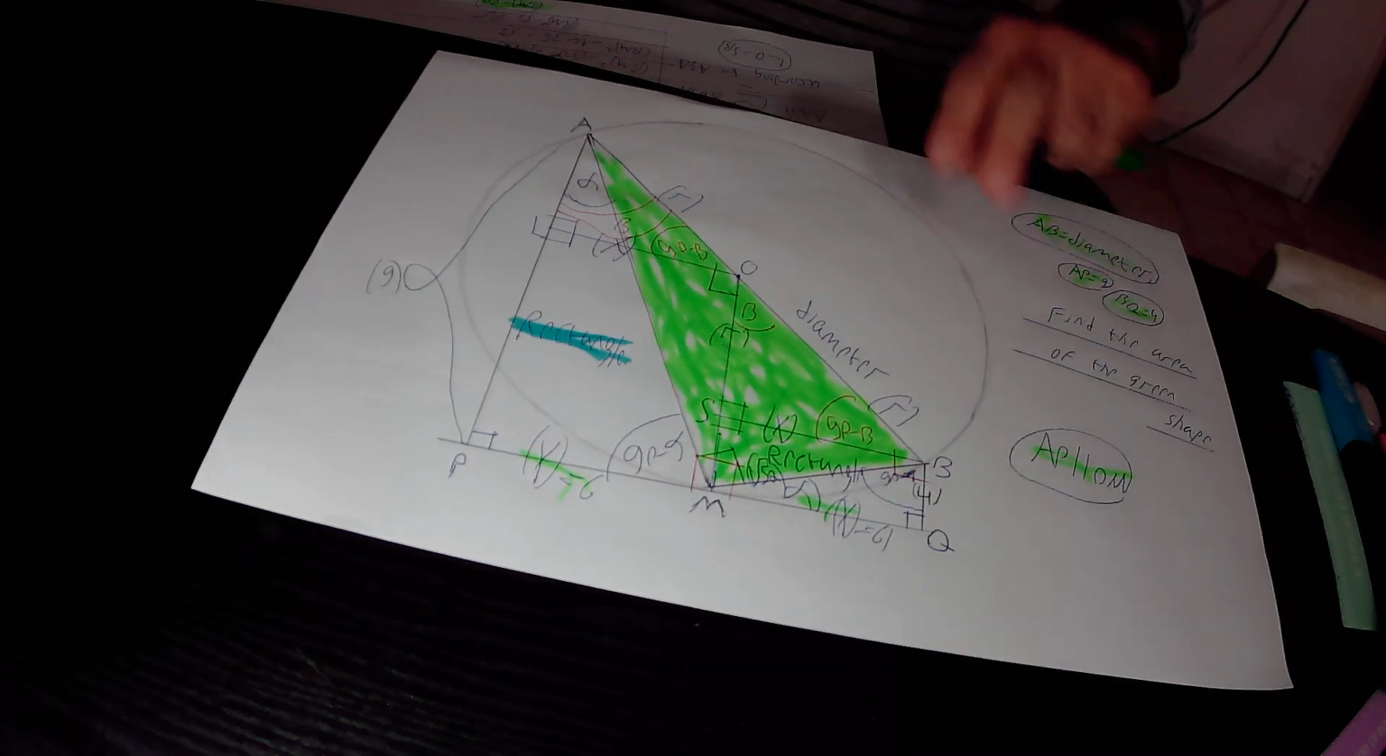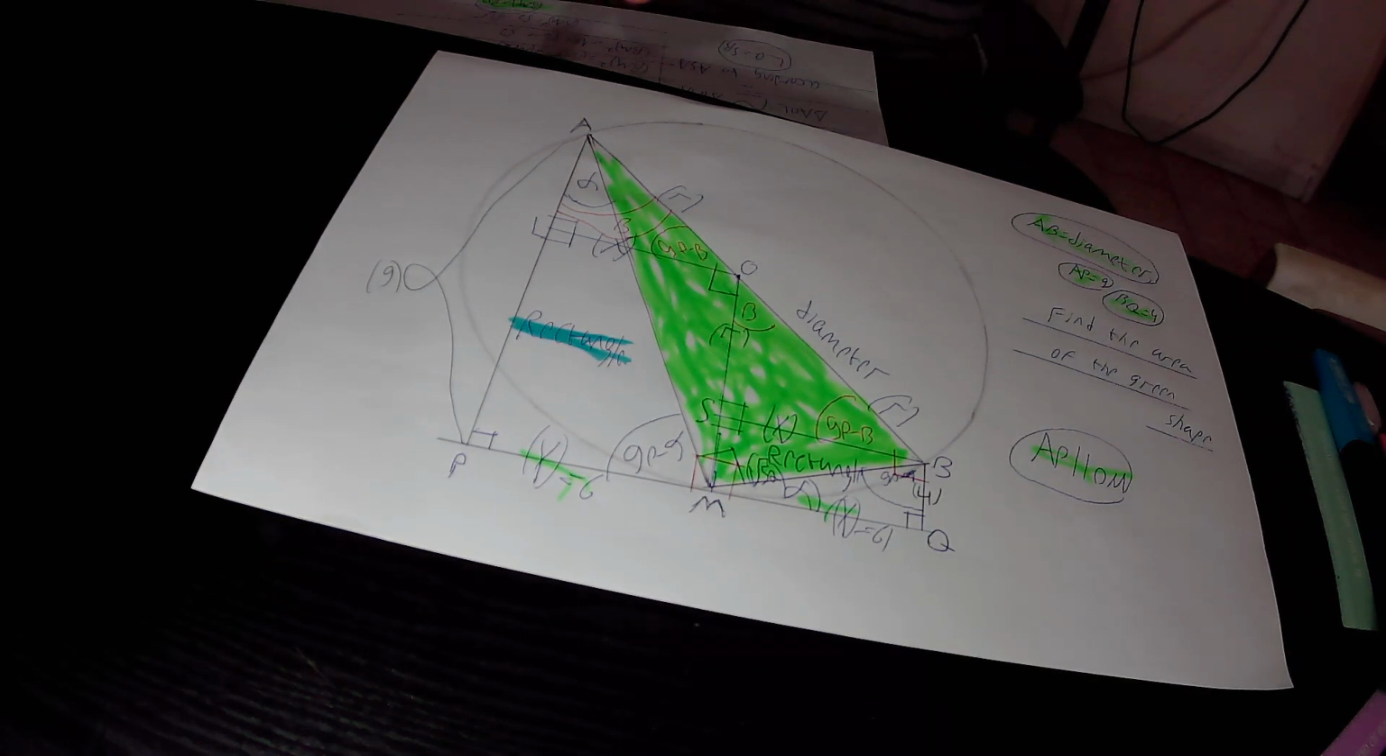In the next step, we will implement the Pythagoras theorem on this big right triangle APM.